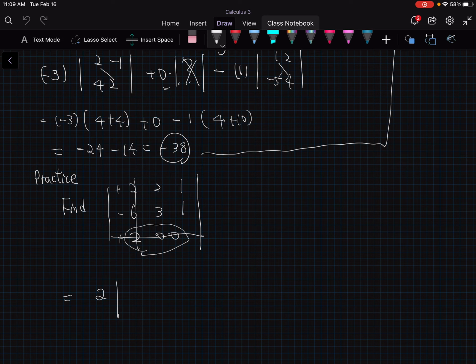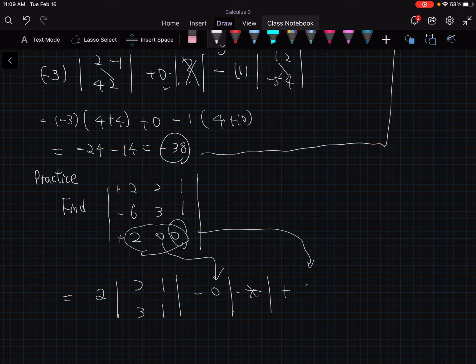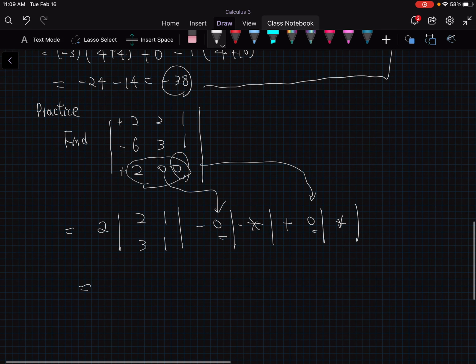So it simply equals 2 times, you're going to cross out these two guys, right? 2, 1, 3, 1. Minus 0 times whatever, because it's 0, it doesn't really matter. Plus the last 0 here, 0 times whatever, because it's 0. So the answer is what? 2 times 2 minus 3, so it's negative 2. All right, so this is how we evaluate a determinant.